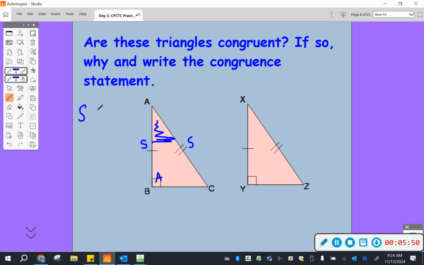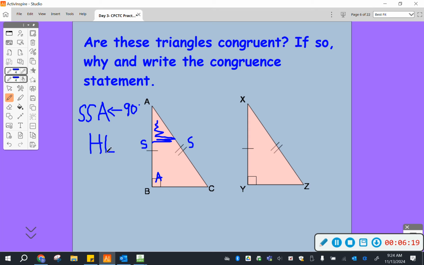So this is SSA. However, what's special about this one? My angle is what? 90 degrees. So what does that make this? This is HL. Hypotenuse leg. Good question. Hypotenuse leg. Do you need to have that memorized? On your test, it's going to say HL. It's not going to say hypotenuse leg.